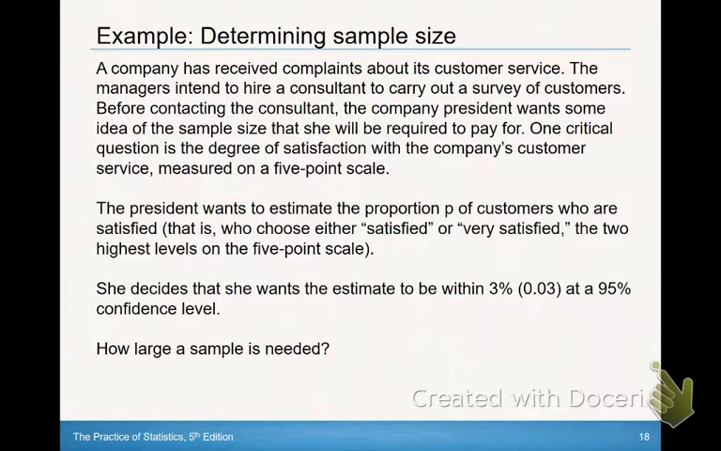Okay, so here's an example. A company has received complaints about its customer service. The managers intend to hire a consultant to carry out a survey of customers. Before contacting the consultant, the company president wants some idea of the sample size that she will be required to pay for. One critical question is the degree of satisfaction with the company's customer service, measured on a 5-point scale. The president wants to estimate the proportion P of customers who are satisfied. Those who chose either satisfied or very satisfied, the 2 highest levels on the 5-point scale. She decides that she wants to estimate to be within 3% at a 95% confidence level. How large a sample is needed?